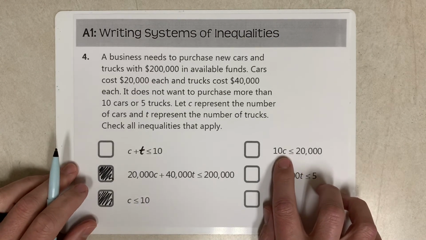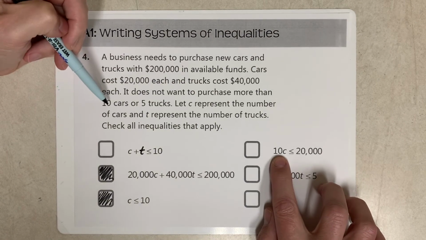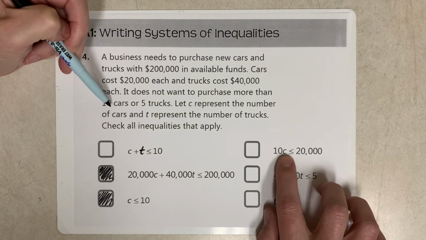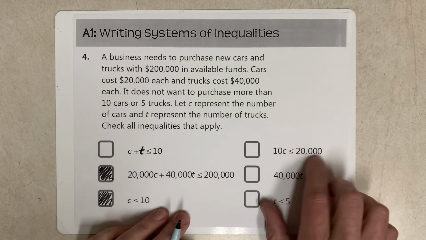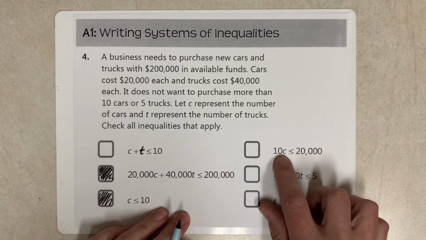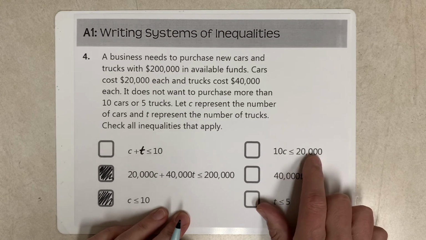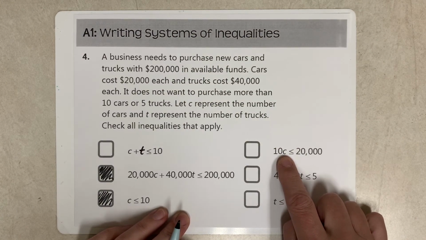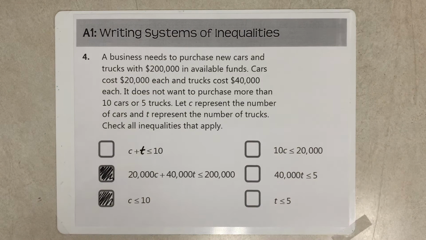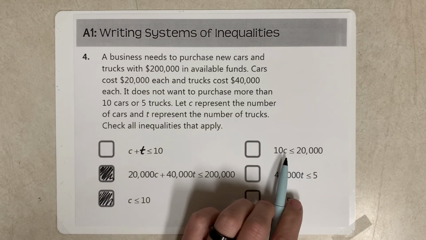This one says 10 times the number of cars is less than or equal to 20,000. So what happened here was they see the 10 cars here, so they put a 10 in front of C. They see a $20,000 for the cost of the car. This is kind of meaningless because what this is saying basically, if you divide both sides by 10, is that C is less than or equal to 2,000. Nowhere up here does it say anything about C, a car, being less than or equal to 2,000. And by the way, C is standing for the number of cars they want to buy. That would mean the number of cars they want to buy is less than or equal to 2,000. There's no way that that's going to be checked.